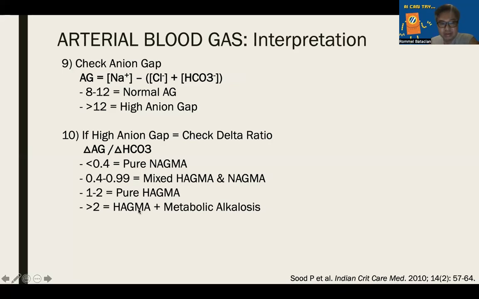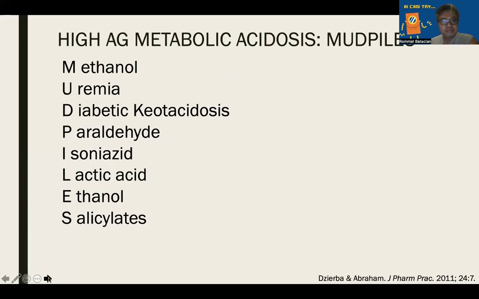So it depends now on the ratio or the quotient that you derive from this equation. You would determine if it is a pure non-anion gap metabolic acidosis. If it is between 0.4 to 0.99, it's mixed high anion gap and normal anion gap metabolic acidosis. 1 to 2 would be a pure high anion gap metabolic acidosis. And if it's more than 2, it's high anion gap metabolic acidosis and metabolic alkalosis.